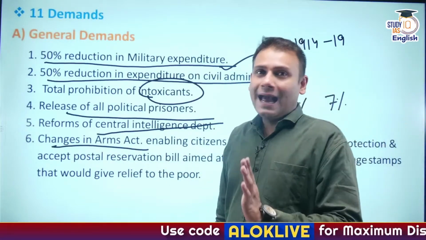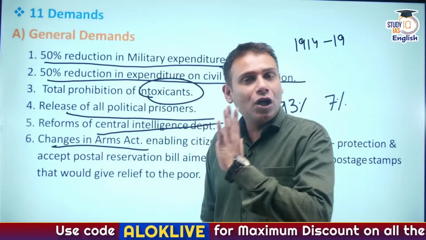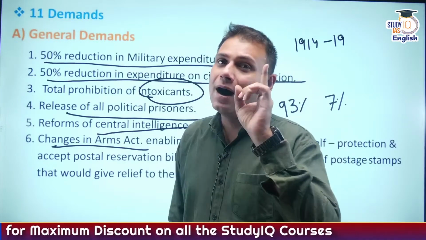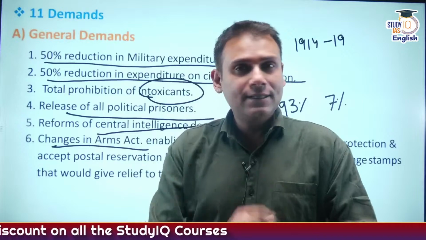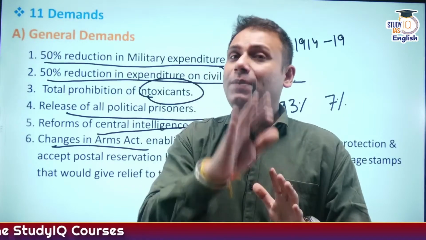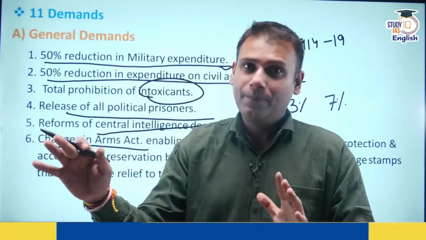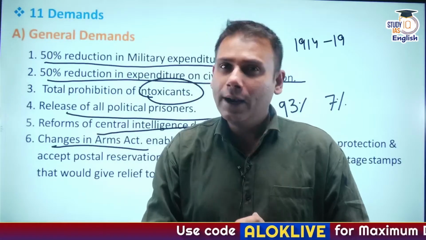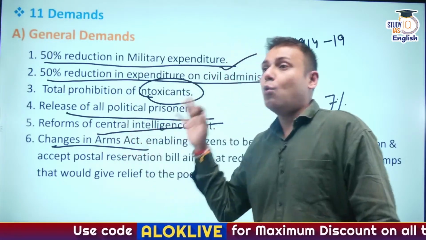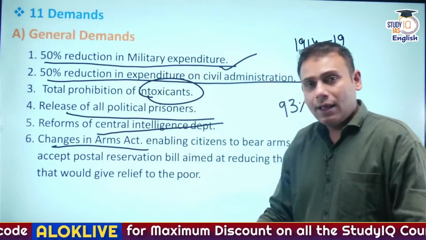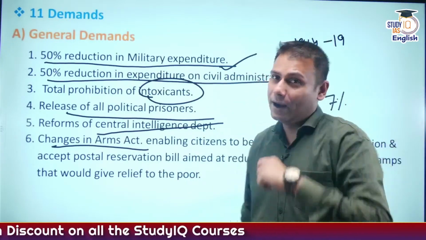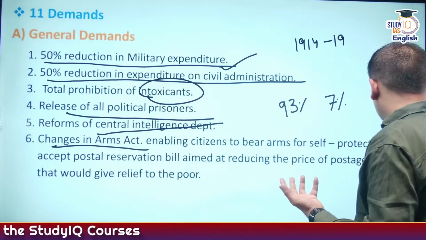As per the Arms Act, Indians do not have the authority to keep arms. Only Europeans have the authority to keep arms. And what does the law say? Law should be the same for everyone, be it a European, an Englishman, or an Indian. Correct? So reforms in the Arms Act: first, arms should not be allowed to Europeans only, or it should be allowed for everyone. So these are certain general demands.